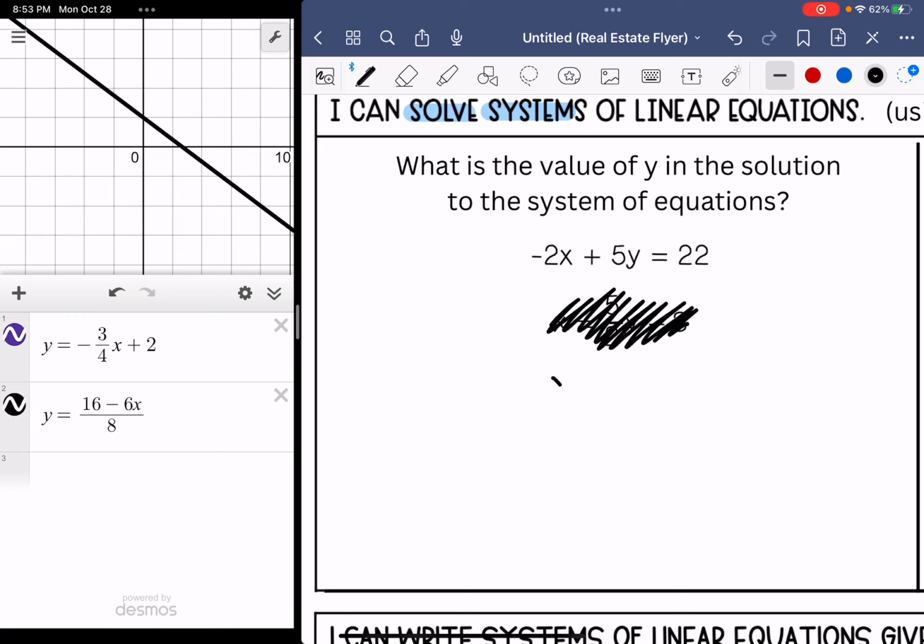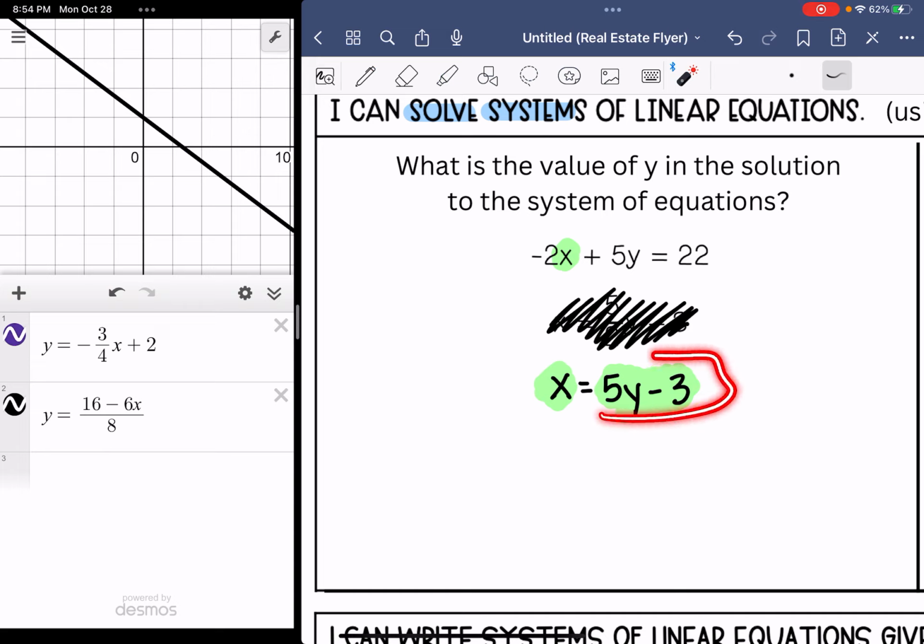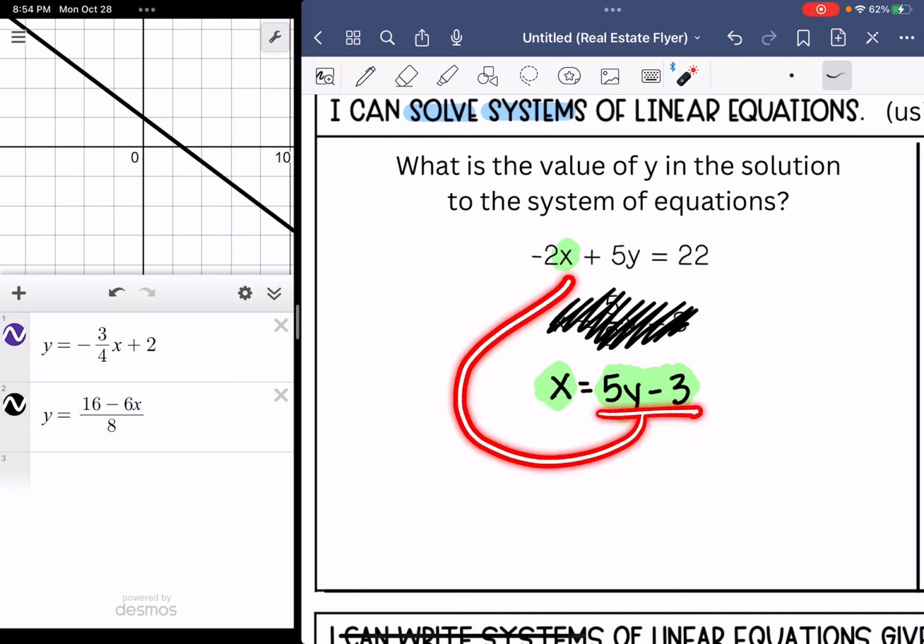One thing I want to say is this equation is just wrong. This isn't what we wanted. We wanted x equals 5y minus 3. But either way, we have x equals 5y minus 3. And in our equation up here, we have an x. So what we can do is take this x and substitute it where x goes. Again, x equals 5y minus 3. So I can take this 5y minus 3 and substitute it in for x.